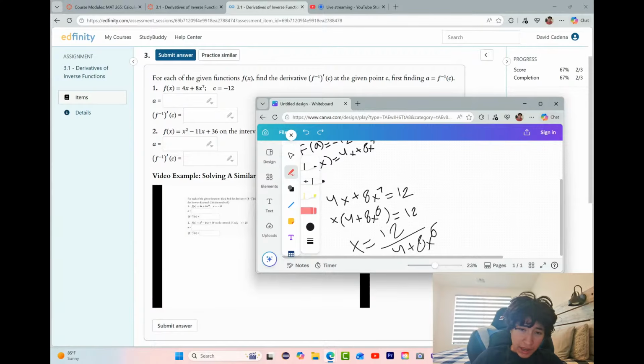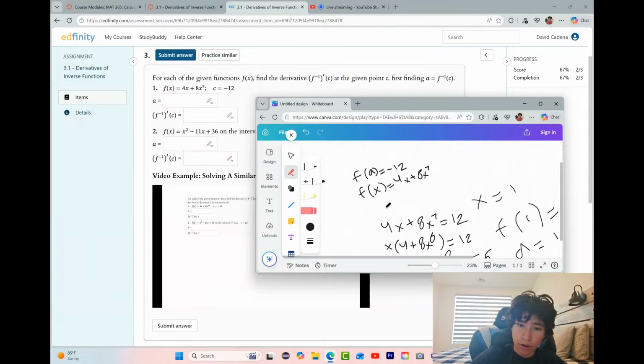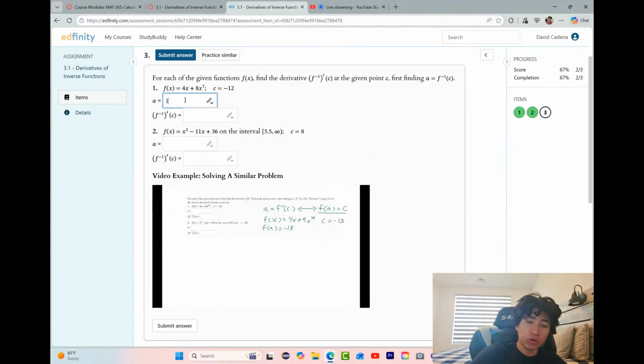So 4x plus 8x to the power of 7 equals 12. What do we do? So if x is 1, we have 4 plus 8. Oh, okay. Awesome. So when x equals 1, we know that f of 1 equals negative 12. And therefore, a equals 1 because we have said before that f of a must equal negative 12. Would you look at that?